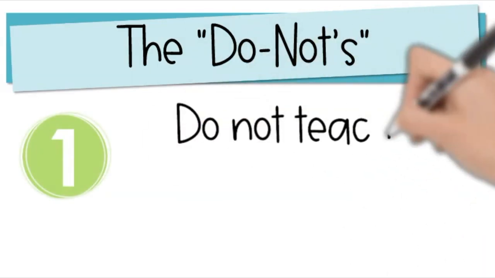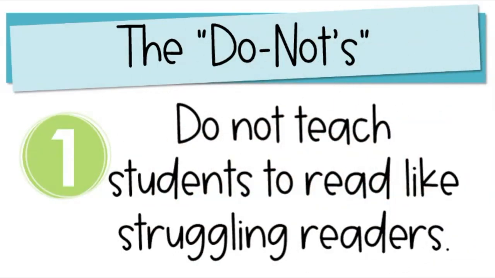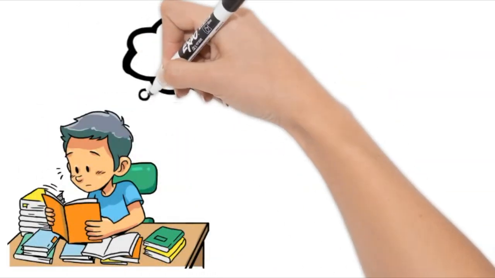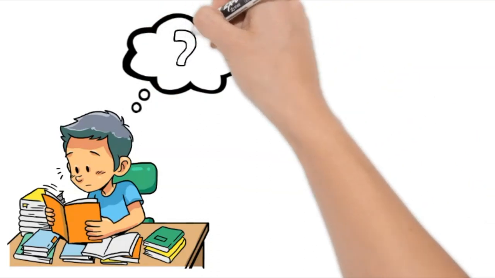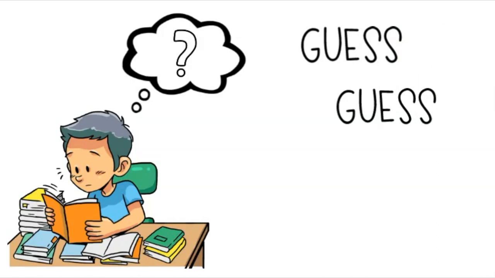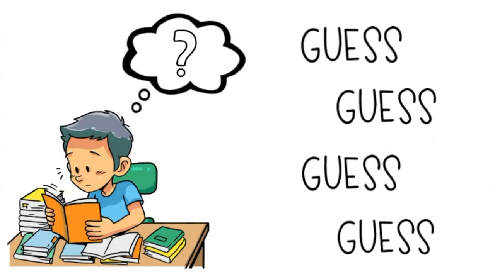Number 1, do not teach students to read like struggling readers. Teach them how to read like good readers instead. One common teaching method to use is when students are reading and come across a word they don't know, the teacher might give several prompts such as, look at the picture and see if you can guess what the word is. Or, look at the first sound in the word and see if you can guess what the word is. Or, think about what makes sense and see if you can guess what the word is. Or skip the word, read the rest of the sentence, and then go back and guess what the word might be.